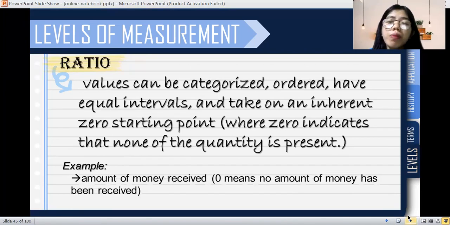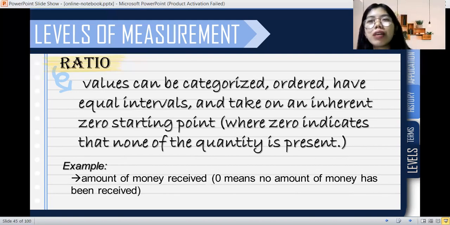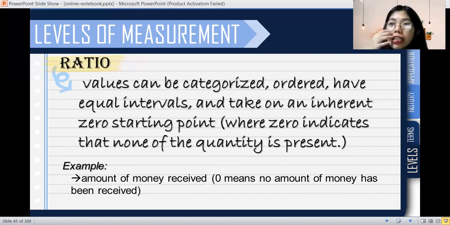For example, the amount of money received. So, zero means no money. Wala kang money na na-receive. Another example, sa weight in kilograms, for example. Kapag 0 kilograms, sinasabi dyan, ang example natin, meaning to say, wala siyang kilo. Ganun po yon, yung ratio.